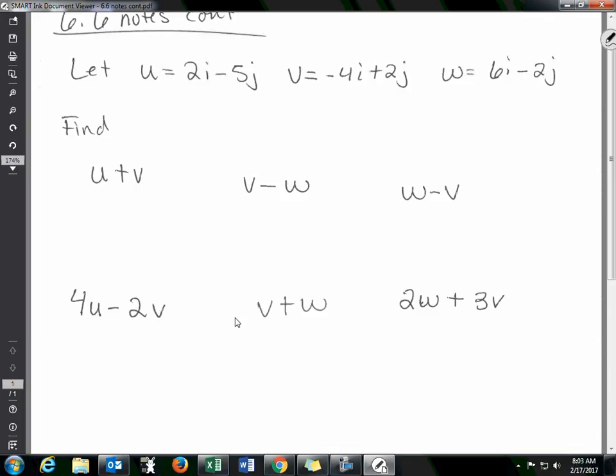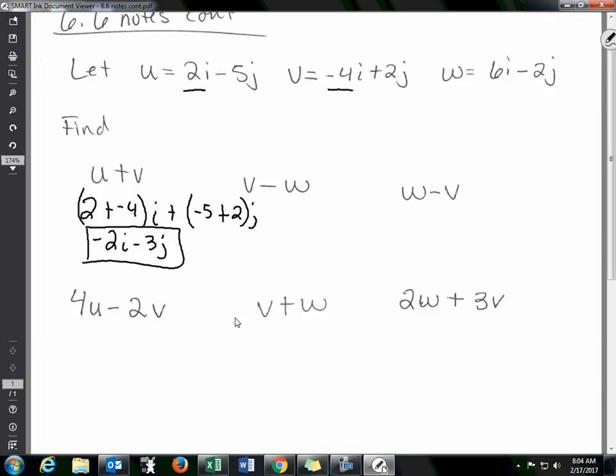So basically how you do this is you have vector u and you have vector v. When you're adding, you just add the i's. So what's 2 plus negative 4? That number is going to go with the i. And then you're going to have negative 5 plus 2, and put that with j. So 2 plus a negative 4, 2 minus 4 is negative 2i. And then negative 5 plus 2 is negative 3j, so it's minus 3j. And that is your answer. Okay?